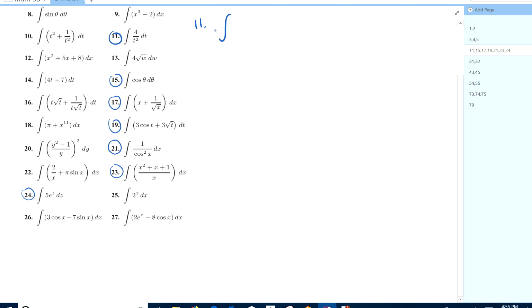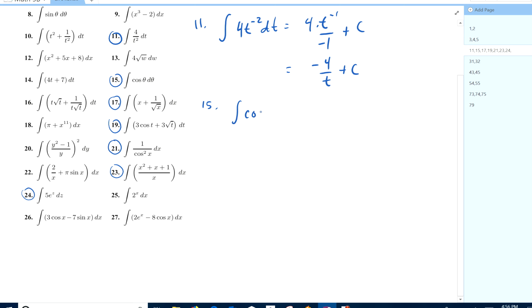So I would rewrite this because this is like a polynomial, or monomial actually, 4t to the negative second dt, which is just 4 times t to the negative 1 over negative 1 plus a constant. So if I rewrite it, it's negative 4 over t plus constant.